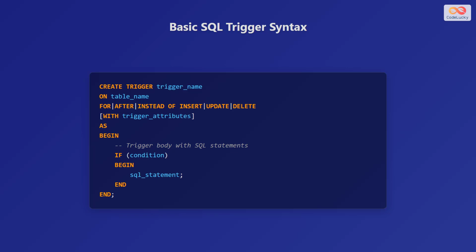Optionally, you can include trigger attributes using the with_trigger_attributes clause. Finally, define the actions that the trigger will perform within a begin end block. Inside this block, you can include SQL statements and conditional logic using if statements.